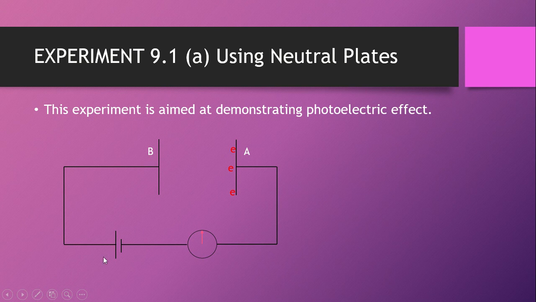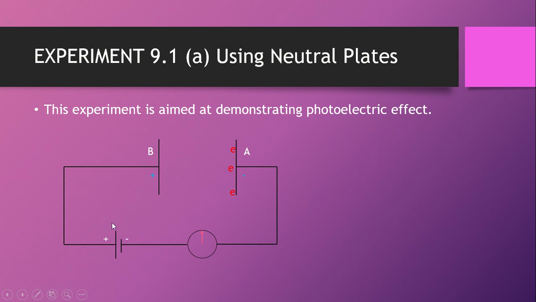So we have a DC source here. We have a galvanometer. We have here two plates labeled B and labeled A. Now we need also to notice the convention in which they have been connected. We notice that in the first case we have the positive side and the negative side and all that. I believe you can notice the conventions.